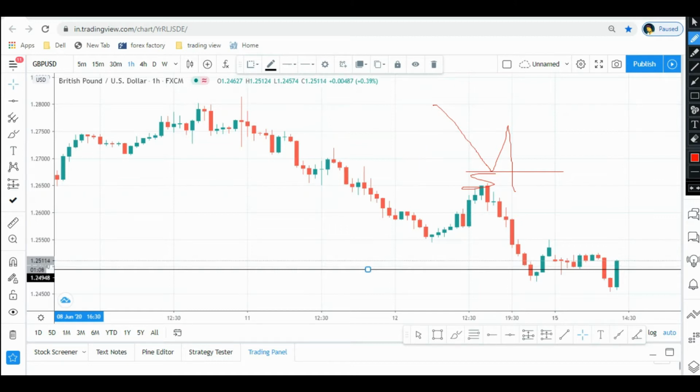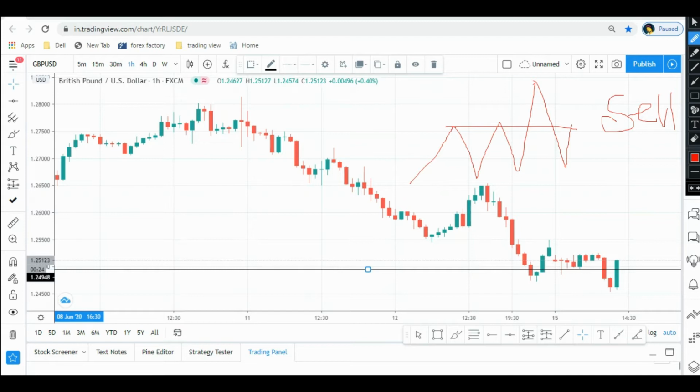Let me explain it in brief. It's like this, and you will see a breakout. Like this. Did you see a breakout? So you have to find the nearest resistance when you are looking for the sell order.